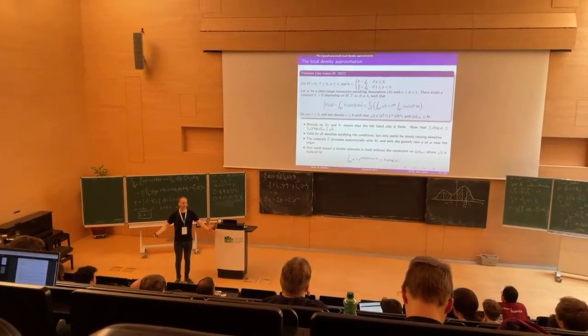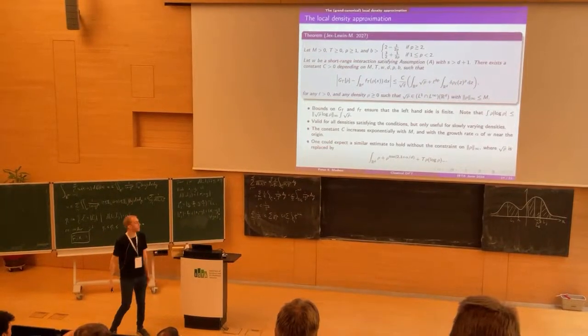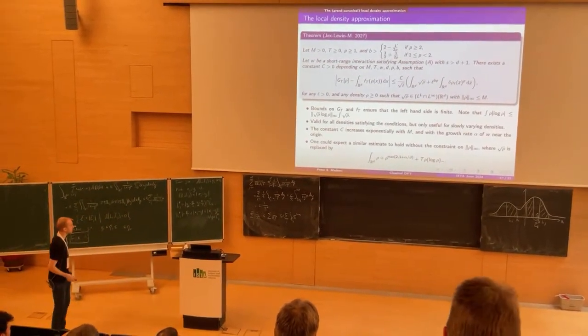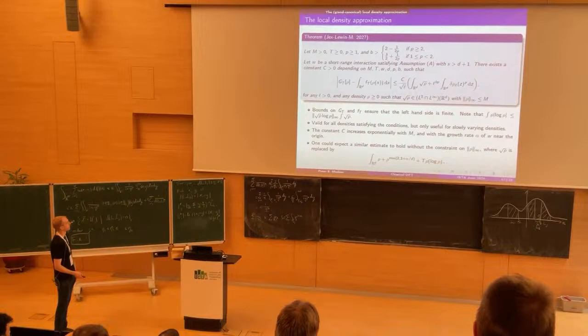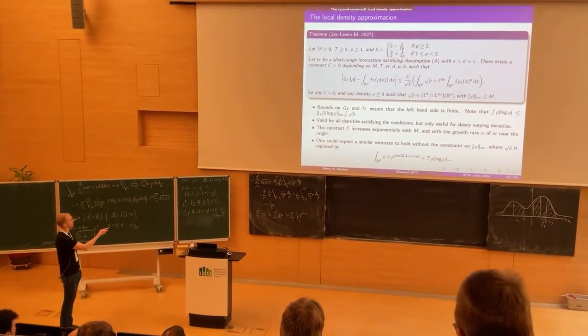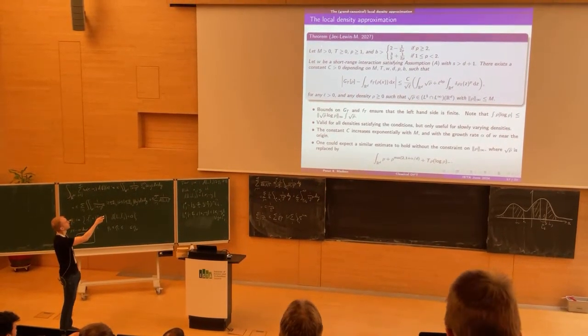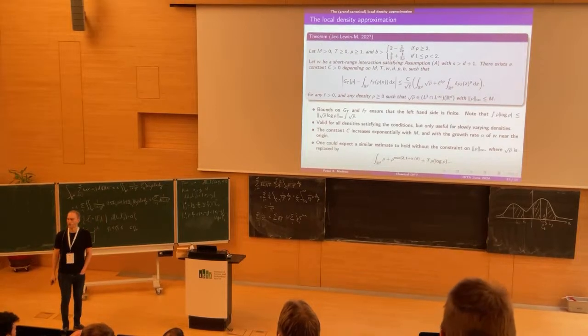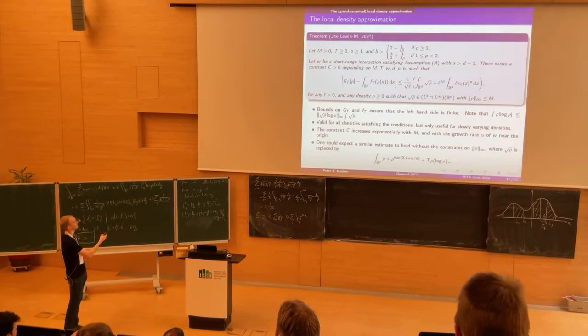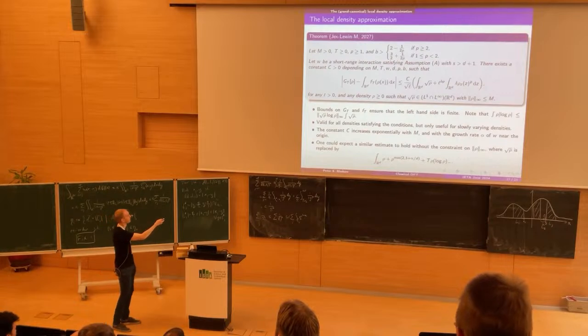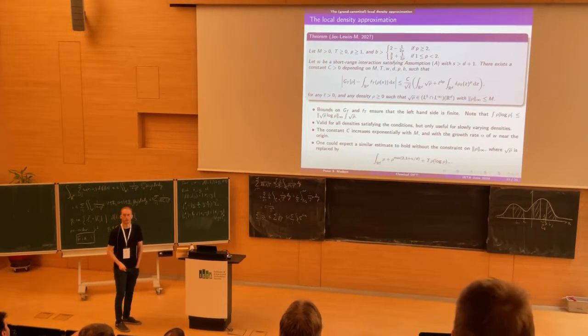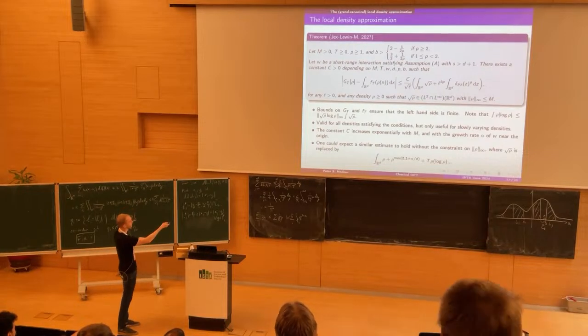Point densities that are flat over large domains. So why are we forced to consider only bounded densities? It's because we use a tool that is a little bit rough. So this constant here will increase exponentially with the cutoff.